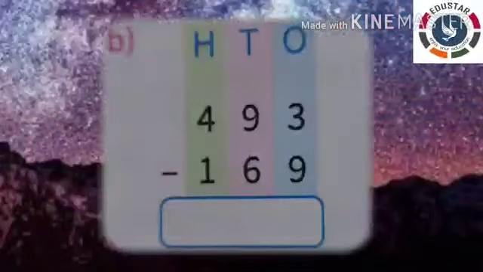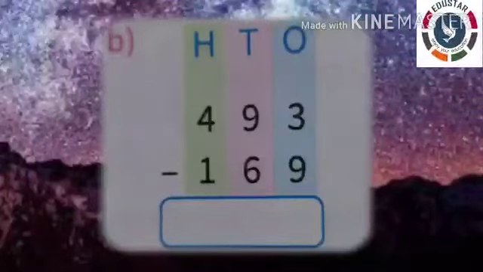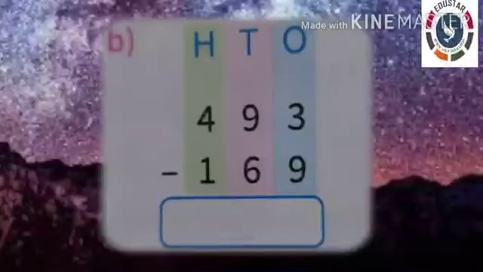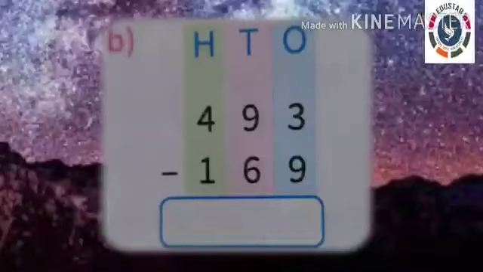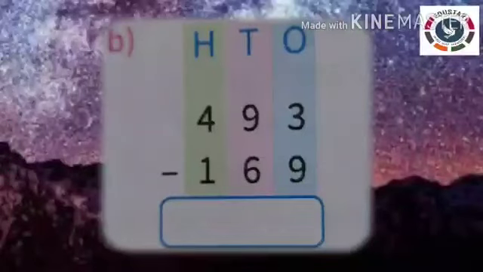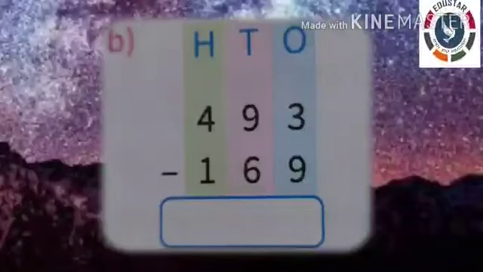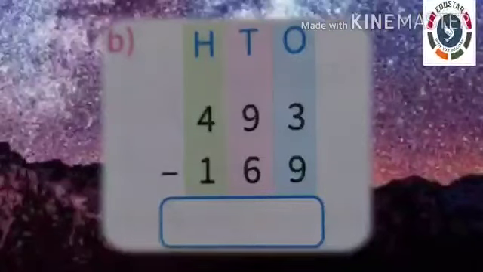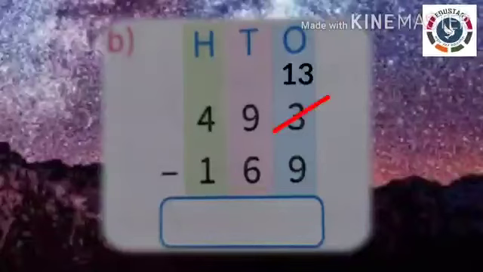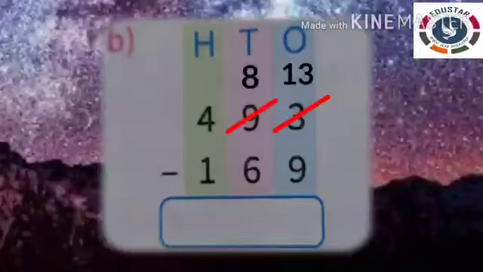We will turn towards sum B. In ones column, we have the numbers 3 and 9. Compare the numbers now. 3 is smaller than the number 9. So we have to borrow from the next number. Are you clear? Now 3 became 13, 9 became 8.